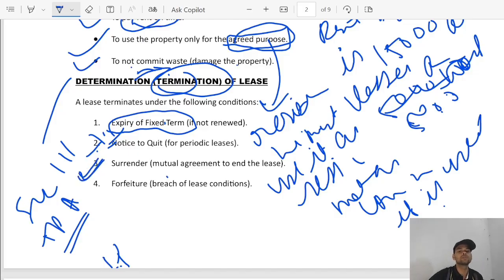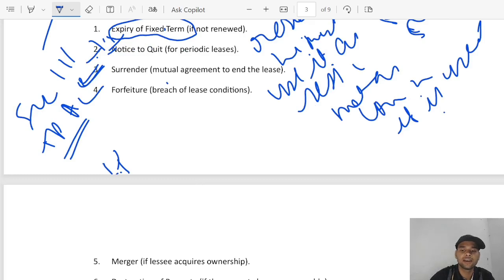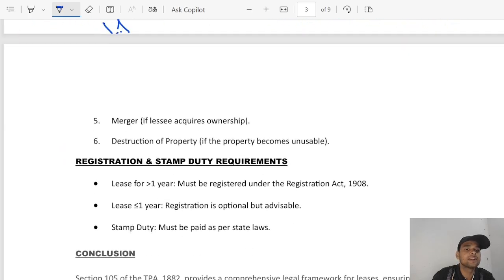Third is the surrender. It is the mutual agreement to end the lease. Fourth is the forfeiture, which applies on breach. Fifth is the merger. If the lessee acquires ownership, then it can lead to merger.